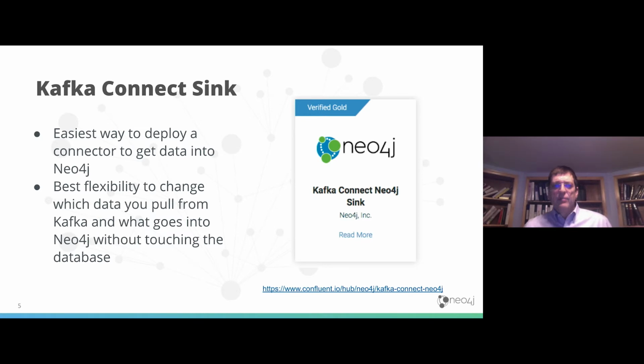The second option that we have is a Kafka Connect Sink. This is really the easiest way to deploy a connector to get data into Neo4j. It's got some great flexibility on what data you can pull from Kafka and what goes into Neo4j without touching the database. Since it's outside of Neo4j, you don't have to take into consideration impact on the CPU or impact on the memory. You just deploy it and it writes data into Neo4j.